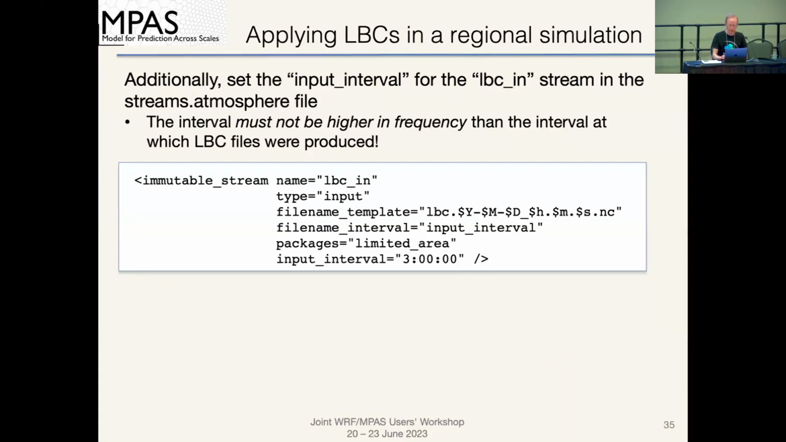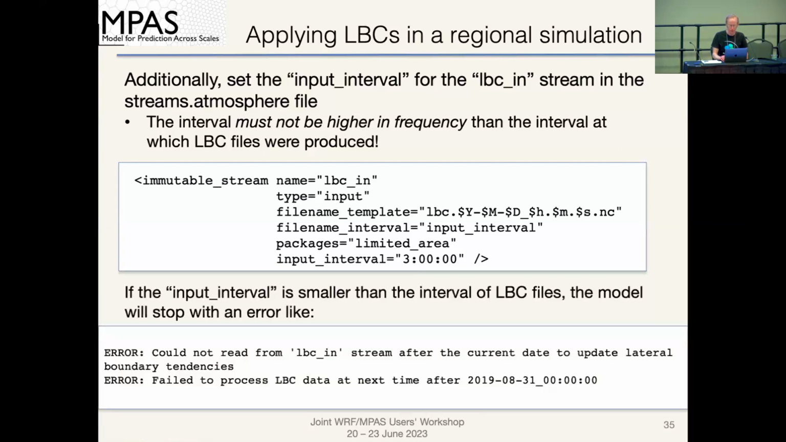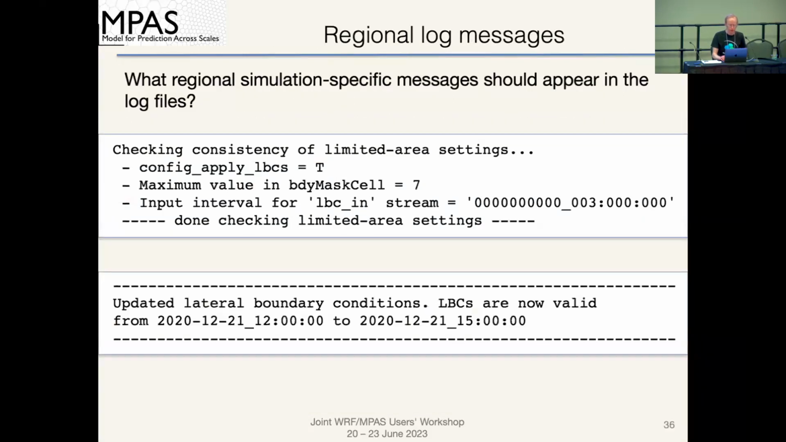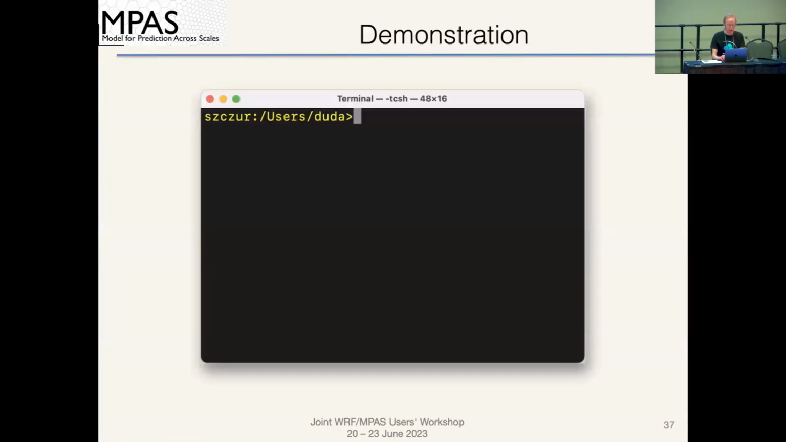The only other difference is that you just need to make sure in your model streams file that the LBC input stream has an interval that matches the interval of your LBC files. Again, otherwise you'll get a hopefully useful error message. And then when you run the model, you'll see periodically every 3 simulated hours a message that tells you, by the way, I'm updating the lateral boundary conditions, and they're now valid from sometime to sometime, 3 hours later, because we're updating them every 3 hours. So we'll see how that works back in a terminal window.